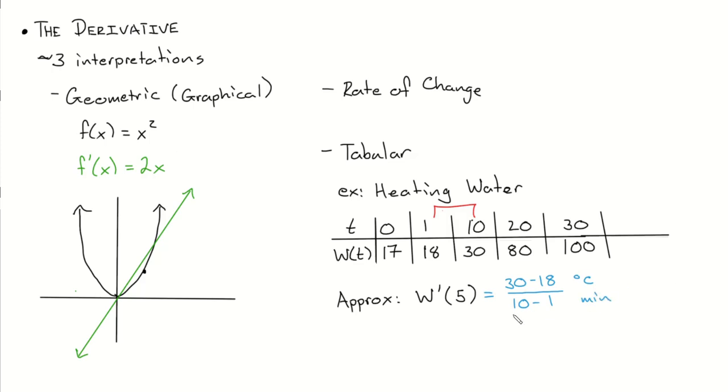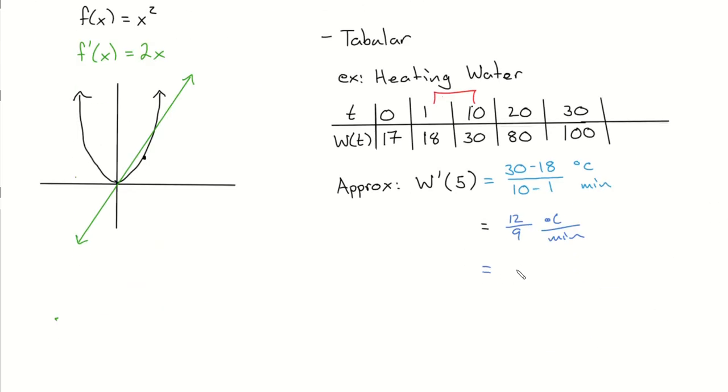Minutes. Okay, so if we wanted to just approximate a derivative based on a data table, which is exactly what we're doing, I think we can knock this out. What's 30 minus 18? 12 over 9. And that's degrees Celsius per minute. And let's clean this up one more. 12 over 9 is like 1.3, right? Is it 1.3? Yeah, 1.3 approximately degrees Celsius per minute. Every minute that goes by, we're estimating here because we have bad data, but every minute that goes by, the temperature is increasing by 1.3 degrees Celsius.